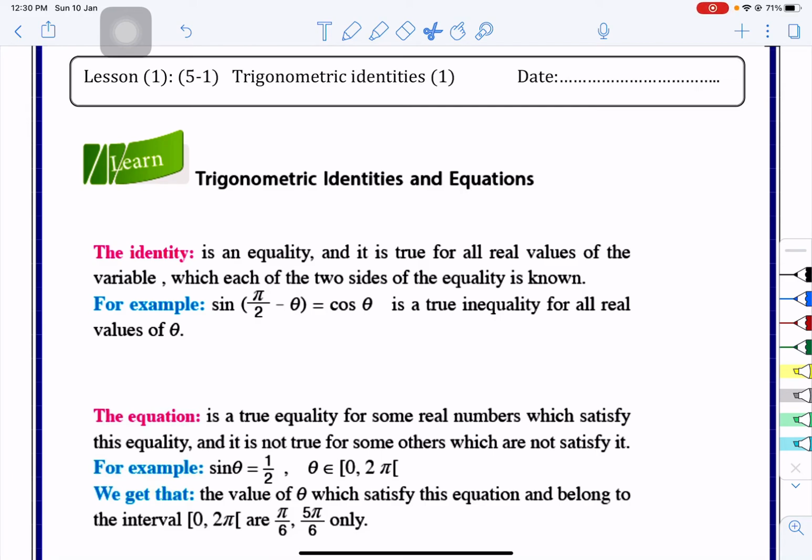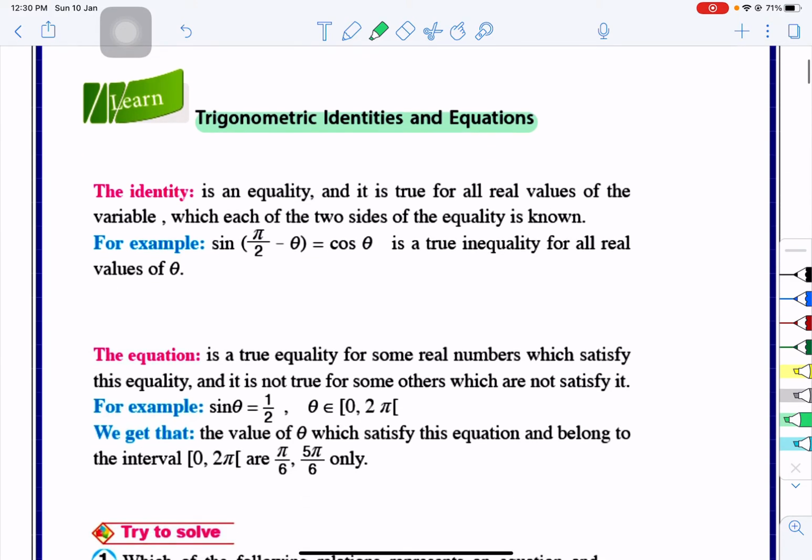Hello, my students. Our lesson today will study the trigonometrical identities. The trigonometrical identities and equations. The identity is a quantity that is true for all real values, like sine of pi over 2 minus theta equals cosine theta.